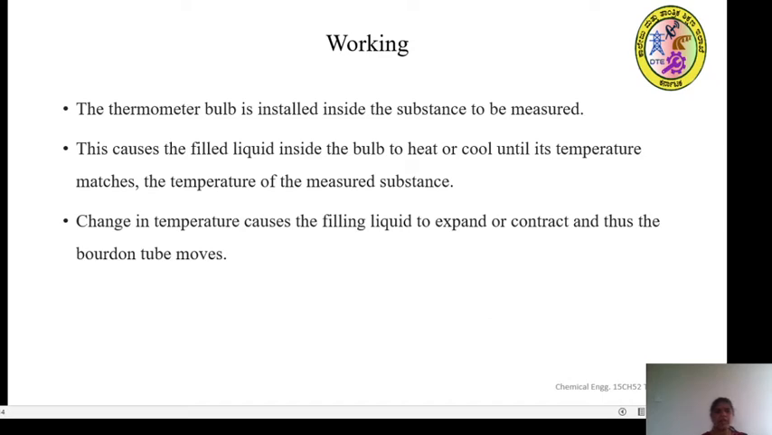So how does it exactly work? As it is being used to measure the temperature of any substance or any liquid, the thermometer bulb is installed inside the substance to be measured. After installing it inside the substance to be measured, that causes the filled liquid inside the bulb to heat or cool until its temperature matches the temperature of the measured substance.